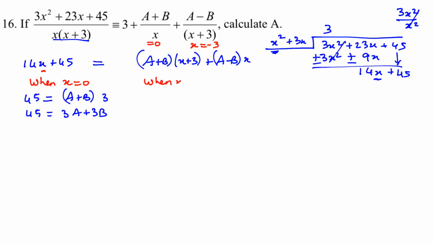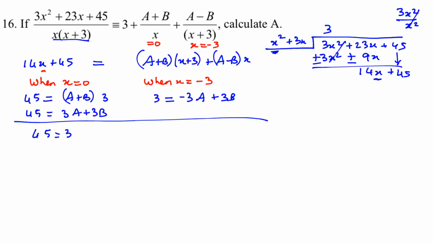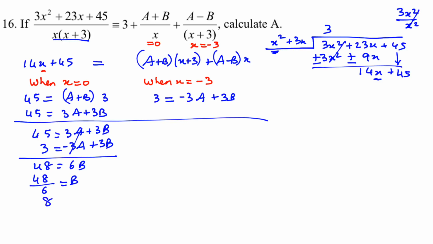Then we will use when x is equal to negative 3. When you substitute in place of x negative 3 here, you will get 3 is equal to negative 3a plus 3b. Here, negative 3 multiplied by a, negative 3a. Negative 3 multiplied by negative b, positive 3b. You can see it's a simultaneous equation, so we'll solve it together. Therefore, 45 is equal to 3a plus 3b, and 3 is equal to negative 3a plus 3b. 48 is equal to, this will get cancelled, 3 plus 3, 6b. Divide by 6, and 8 is equal to b.